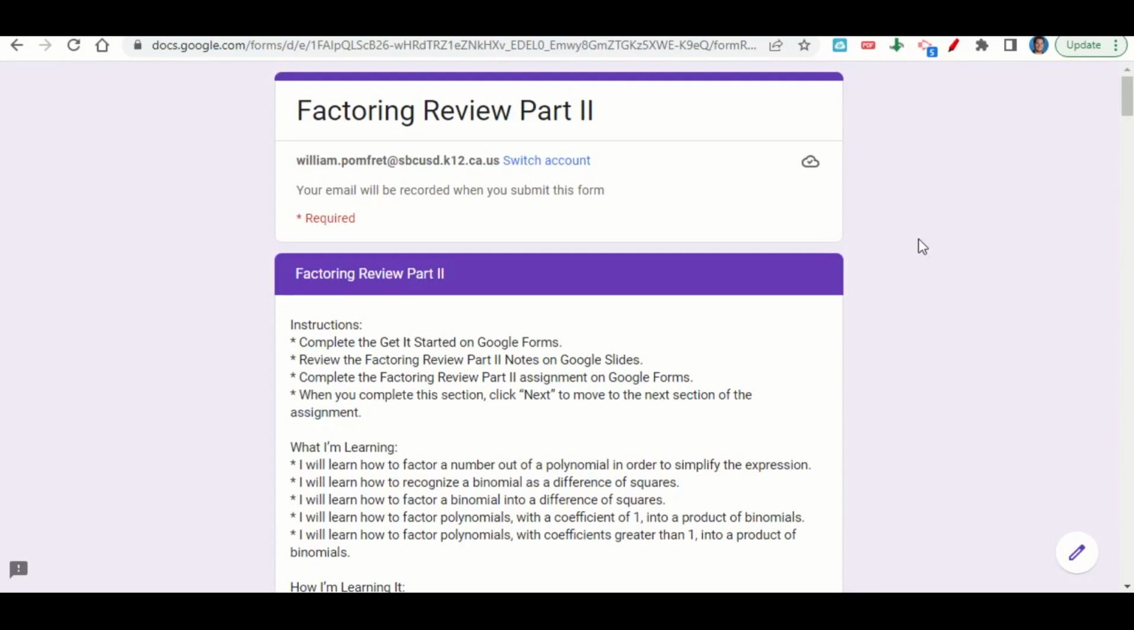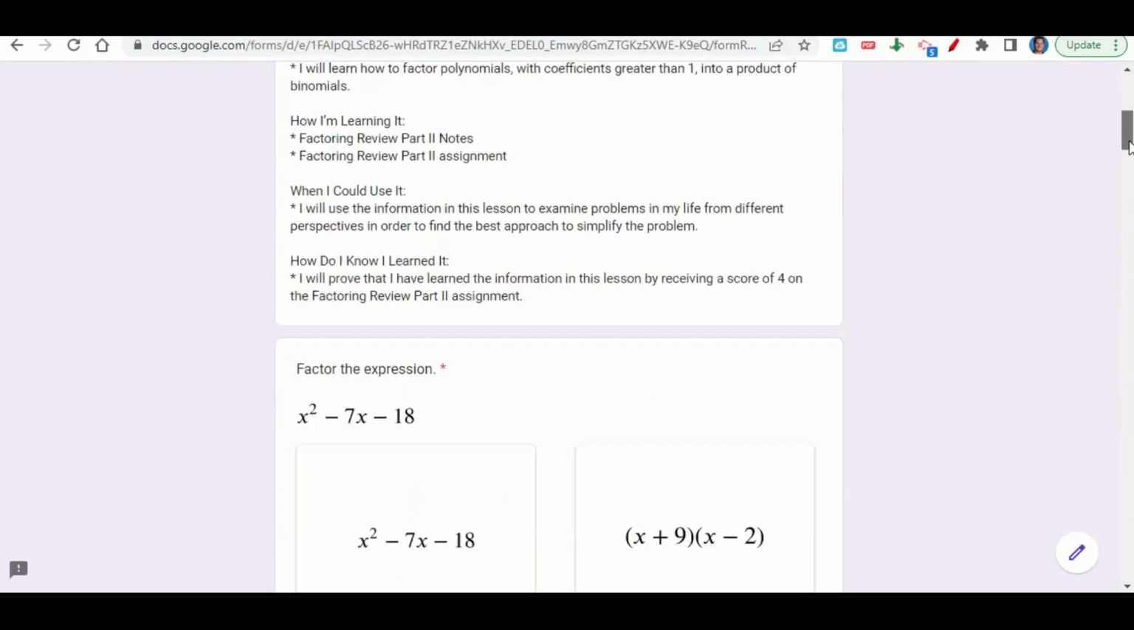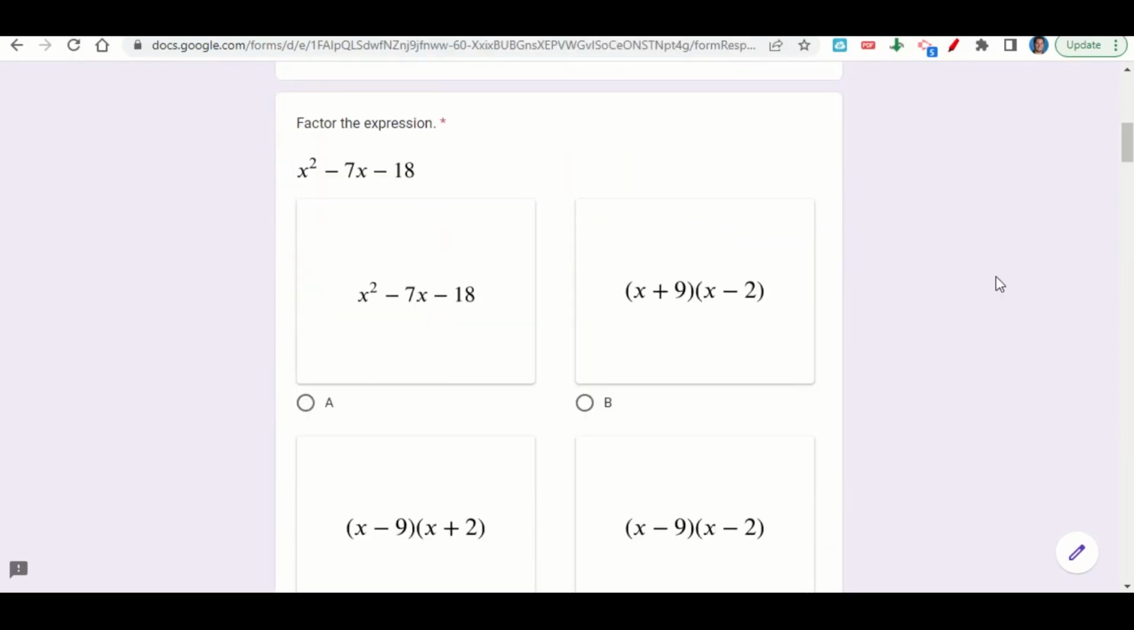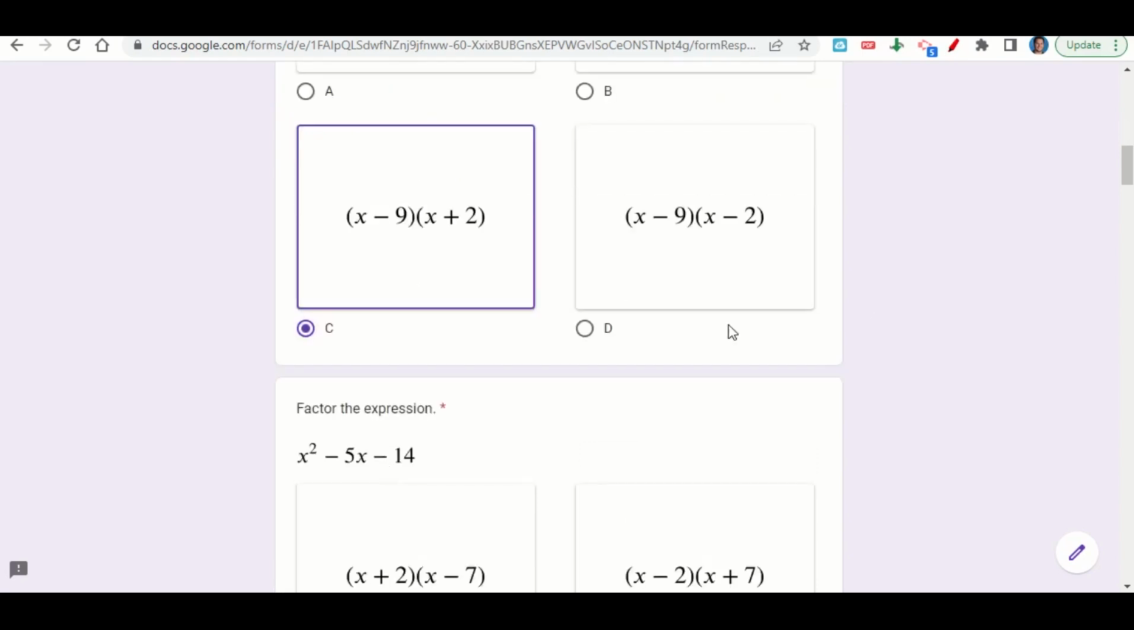Let's take a look now at the Factoring Review Part 2 assignment. The assignment begins with the learning goals and success criteria. If we scroll down, we can see the questions. The first one says x squared minus 7x minus 18. So we would create our magic x, and we need two numbers that multiply to get 18 and subtract to get 7 because this is minus. So when we do that, we have 9 and 2. When we multiply those together, we get 18, and they subtract to get 7. So we know that this is negative, so the bigger number needs to be negative. So we have negative 9, so x minus 9 times x plus 2, which is this one right here.